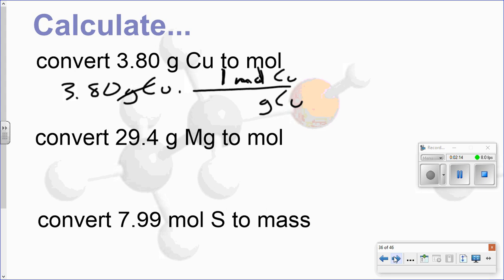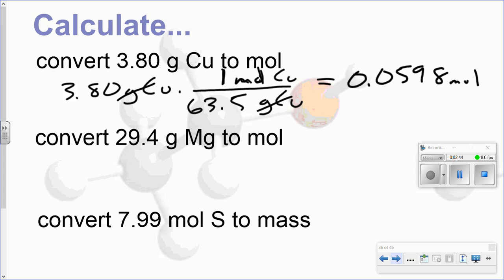Notice I'm using 3 numbers. Always use 3 numbers. 63.5. That's the number on the periodic table, so I'm going to put that there. That's the molar mass of copper. Now, just like we did before, whenever you have a number on the bottom and 1 on the top, you're going to divide. So 3.80 divided by 63.5 is 0.0598 moles of copper. That's how we calculate moles.